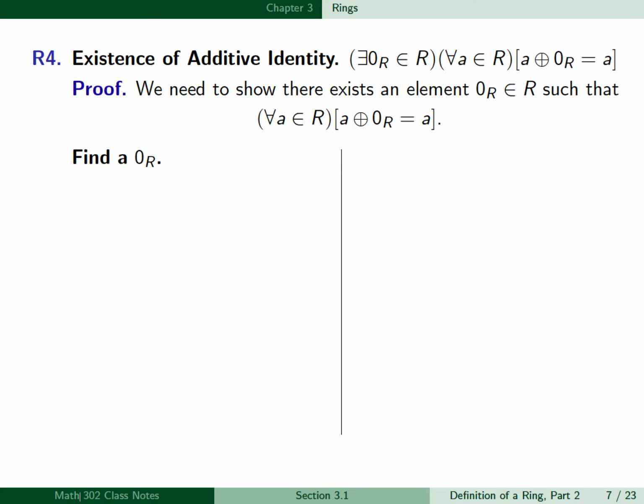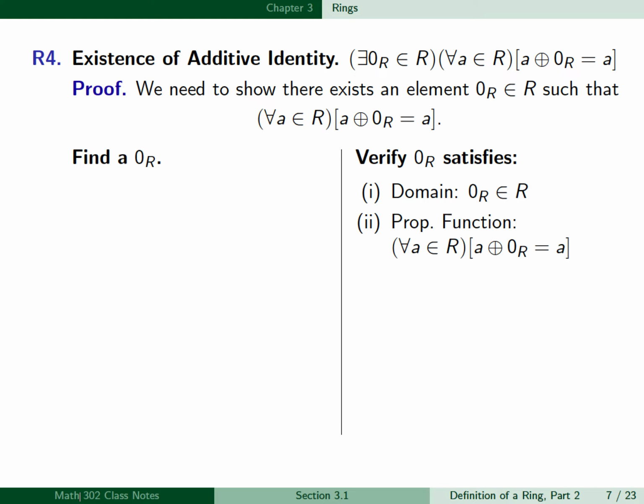So we'll set this up using this two-column approach. On the left column we're going to find a 0_R, and then in the right column we're going to verify that 0_R satisfies our two conditions: the domain, 0_R is in R, and our propositional function, for all a in R, a circle plus 0_R is equal to a. Now to find 0_R, we note that the element 0_R must satisfy for all a in R the equation a circle plus 0_R is equal to a.